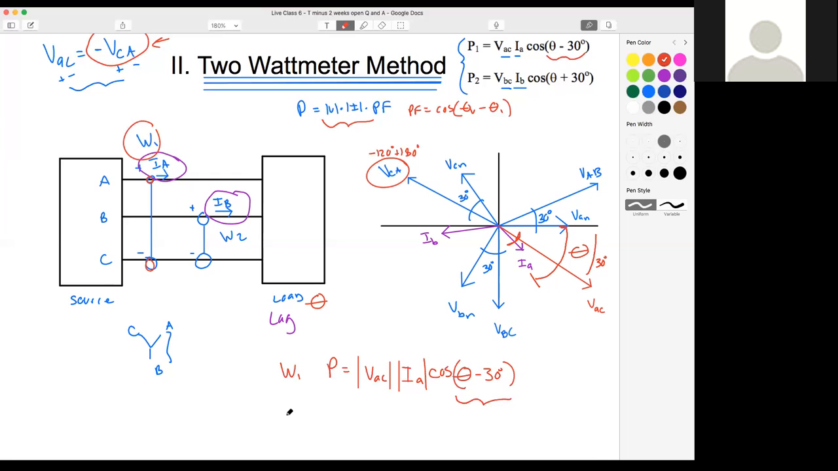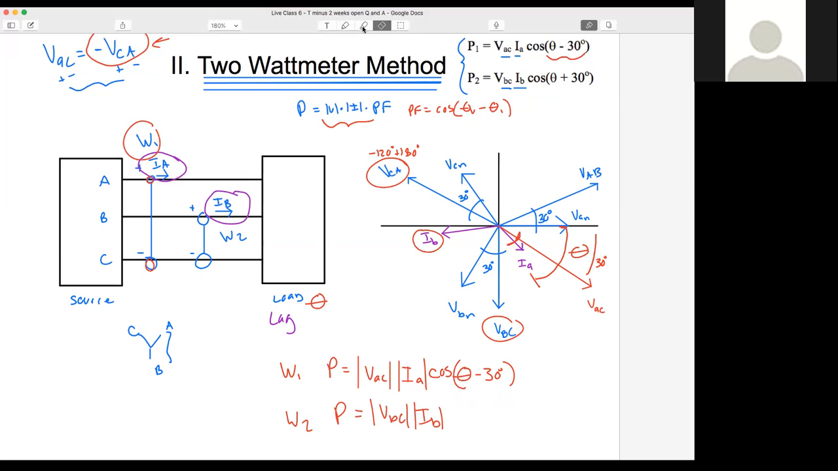Okay, next let's do watt meter 2. That one's going to be a lot easier. We're just going to have our power equals VBC magnitude, no sweat there, times our IB magnitude, again, no sweat there. And now, where are we at? We've got VBC and we've got IB. So how do I find the angle for this term for my second watt meter? Without cheating, without looking at the equation at the top, how do we find that? Does anyone see on the polar diagram where we can find that?